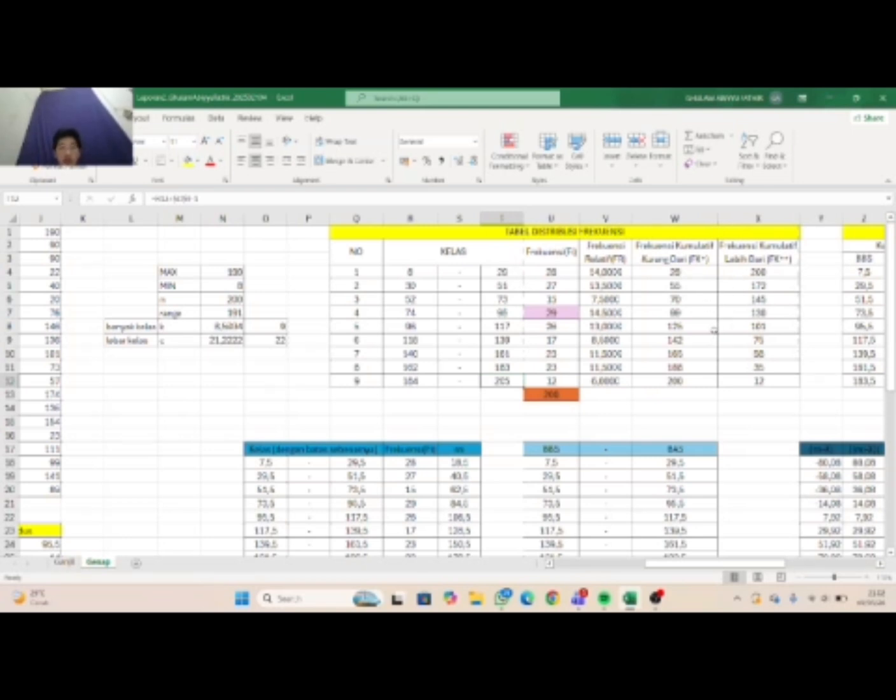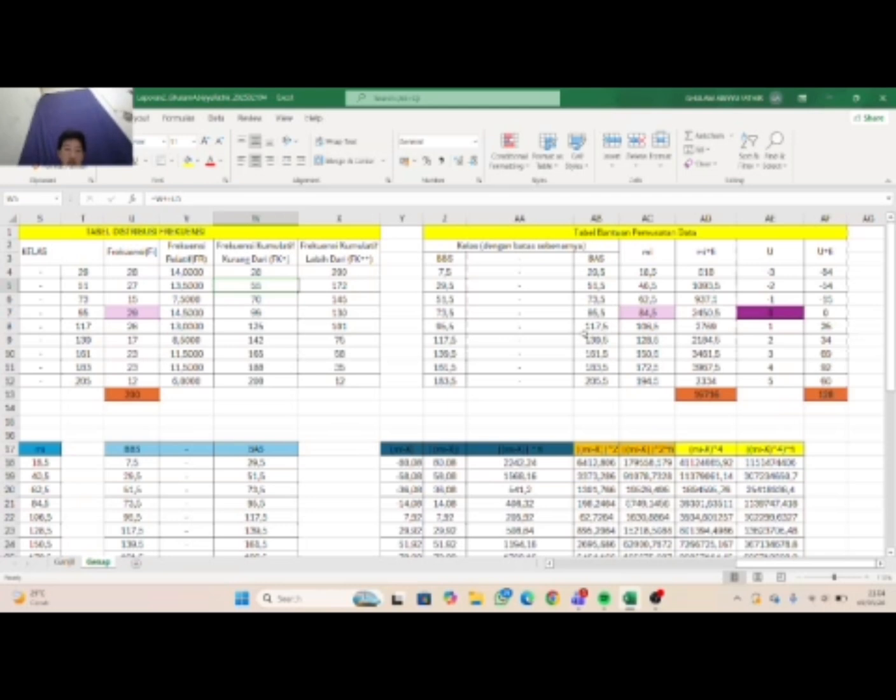After obtaining the frequency values, I calculate the relative frequency. The method is dividing the frequency by the total data and then multiplying by 100. The purpose is to determine the percentage of data in each class interval. Then I calculate the less than cumulative frequency by adding the frequencies gradually from top to bottom. Meanwhile, the greater than cumulative frequency is calculated by subtracting the previous frequency from the total data gradually.